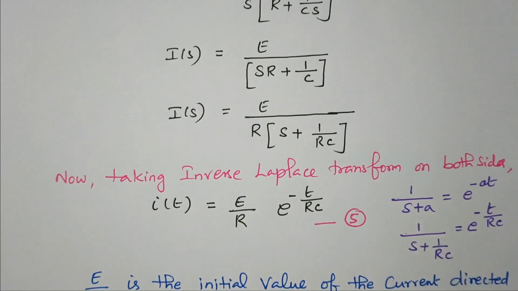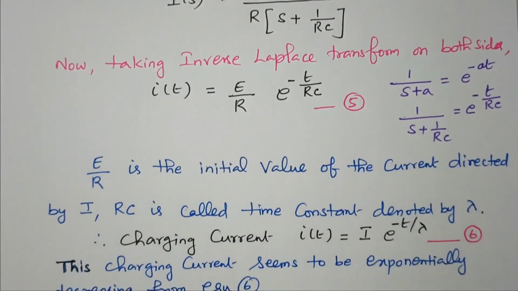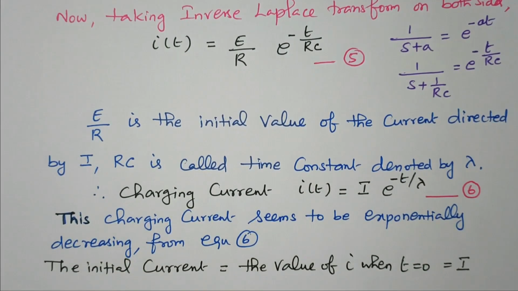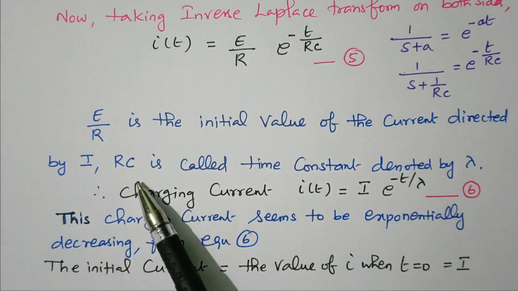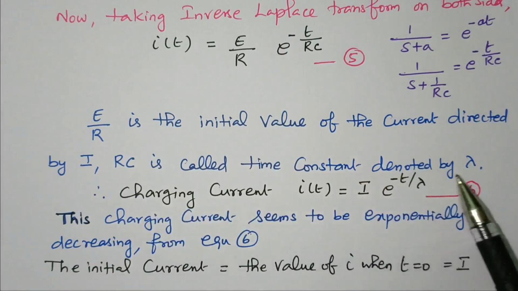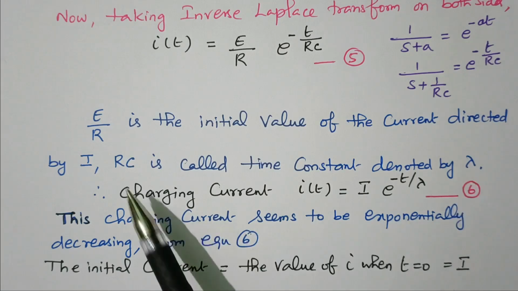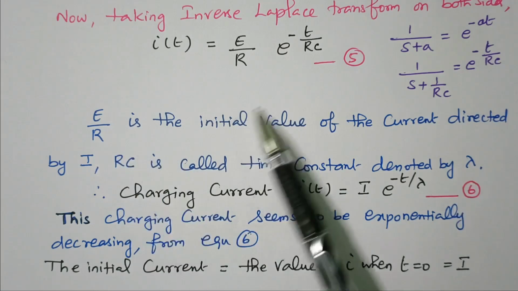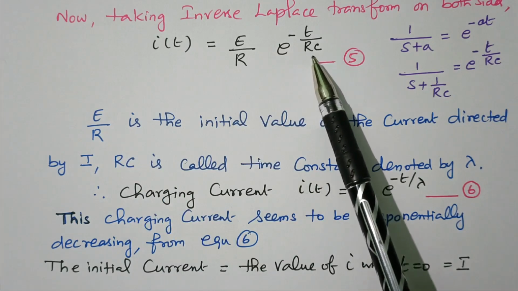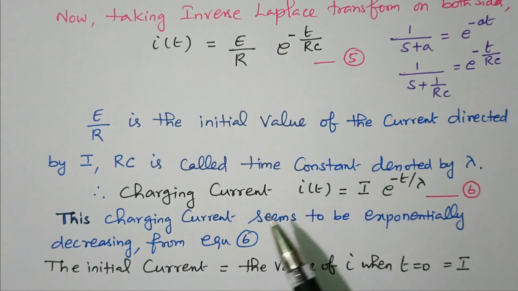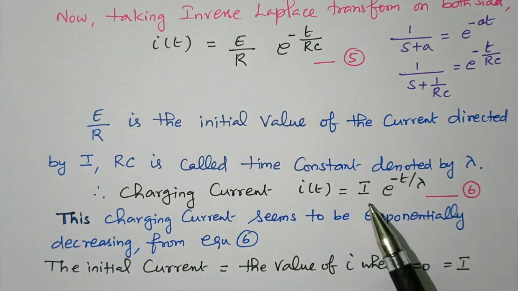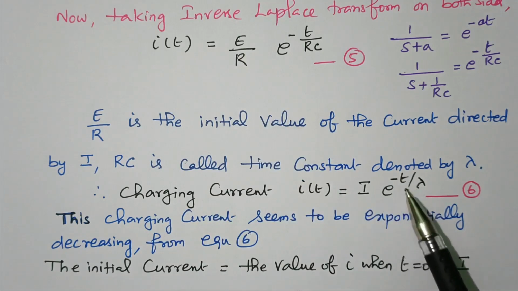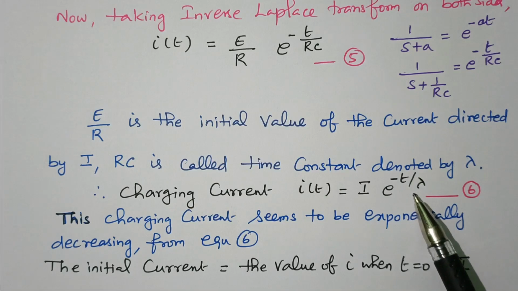Now we'll analyze this equation. E by R is the initial value of the current, denoted by I. RC is called the time constant, denoted by lambda. So E by R is the initial current, and this RC is called the time constant of the RC circuit. So the charging current i(t) is equal to this E by R replaced by I, e power minus t divided by lambda.